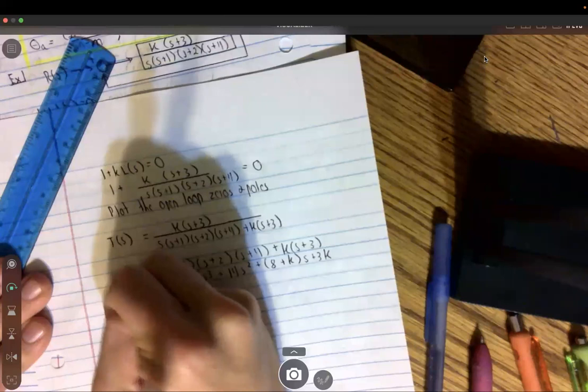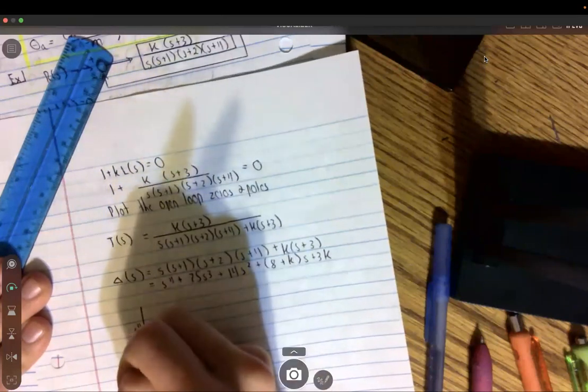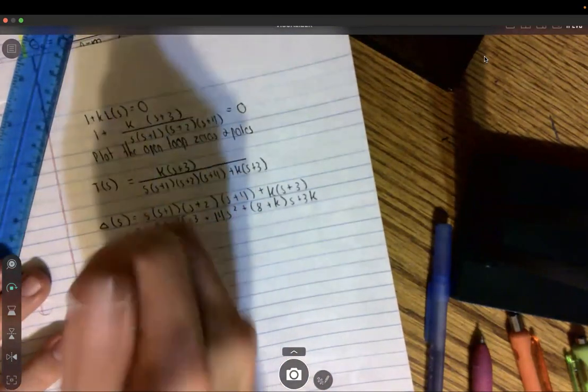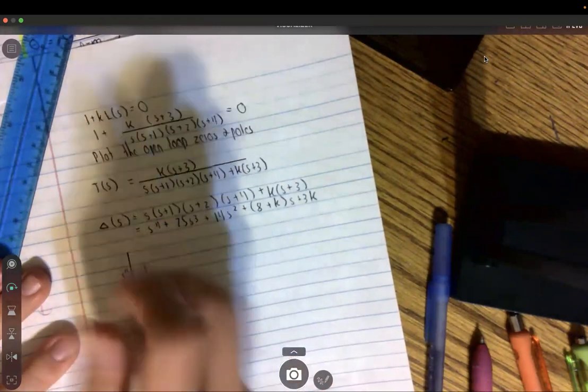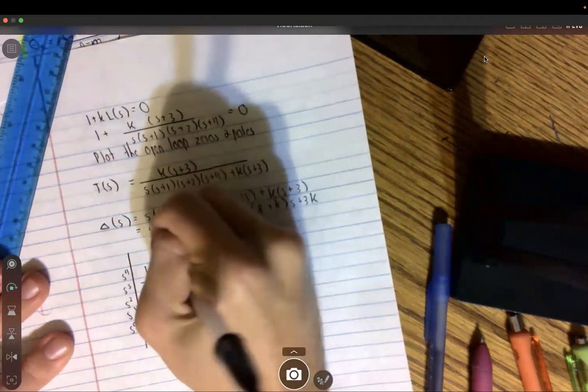We have S4, S3, S2, S1, and then we're going to have an S0. So for S4, the coefficient is 1. Then the coefficient in front of S3 is 7. Then look at the next even one, it's 14.